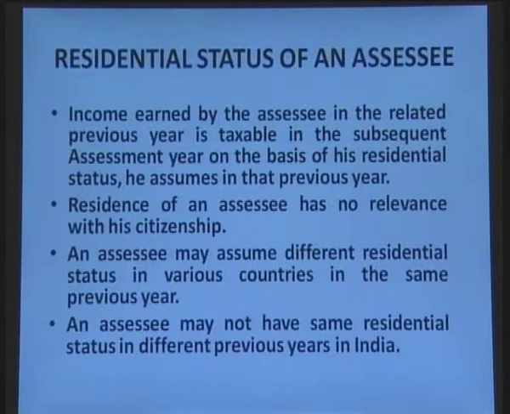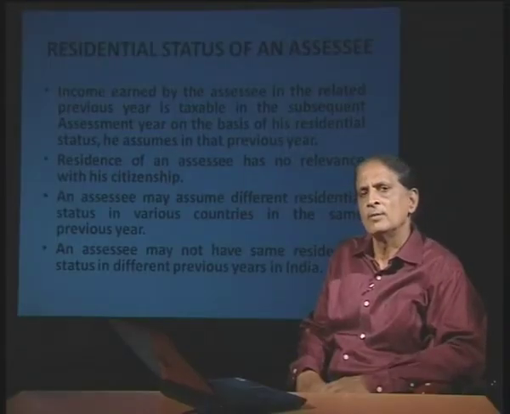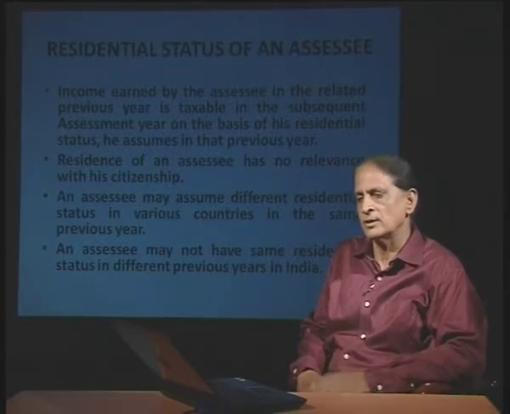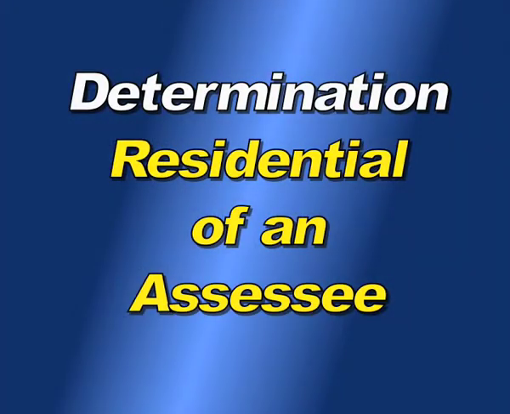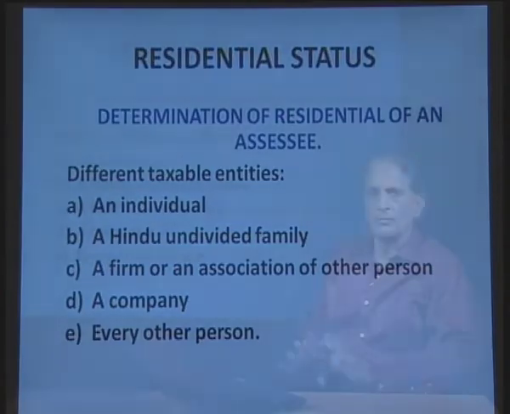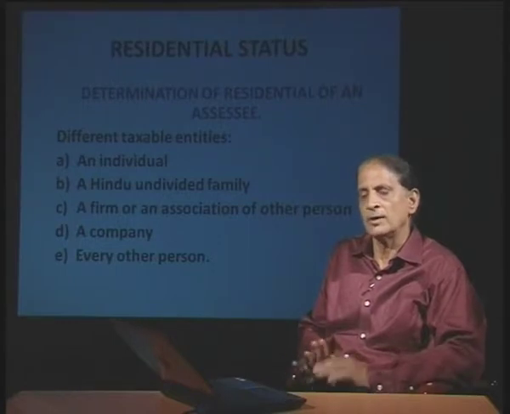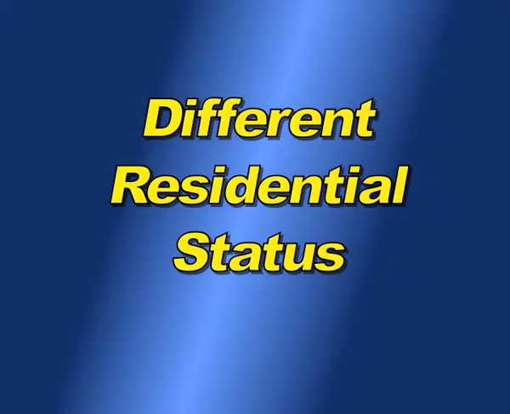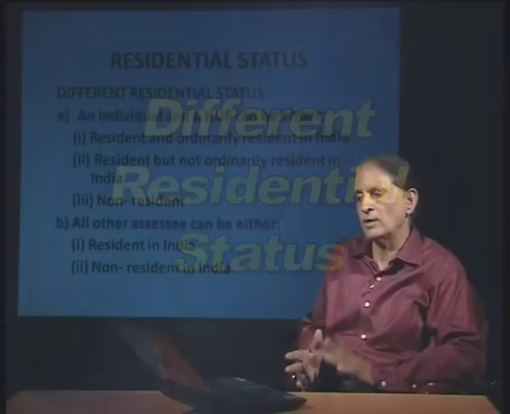Now, so far as the assessee is concerned, he may have different residency status in India in different previous years. He may be non-resident in the last year, but he may become ordinary resident in the relevant previous year. Therefore, it is very essential to determine his residency status before we calculate his taxable income. Now, so far as determination of residency status is concerned, it is determined for an individual, Hindu undivided family, a partnership firm, association of persons, a company and every other person. It means we can determine the residency status only for these persons. There is no need to determine the residency status of a local authority, because it is always considered as resident in India.